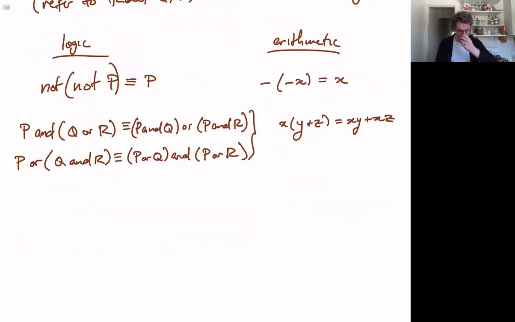And one more example that is one of the more important ones is De Morgan's laws.